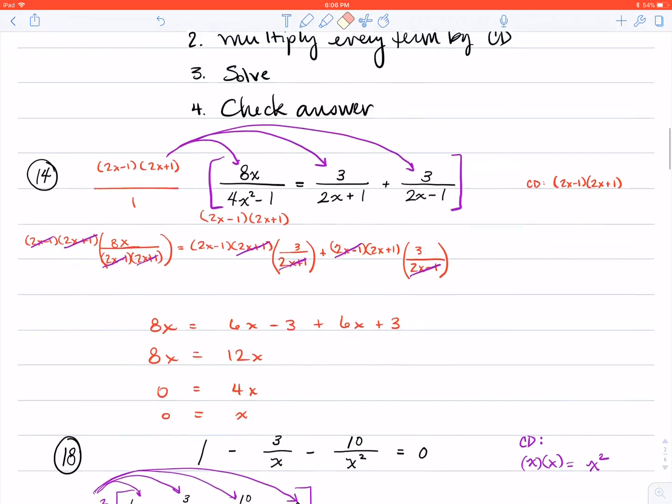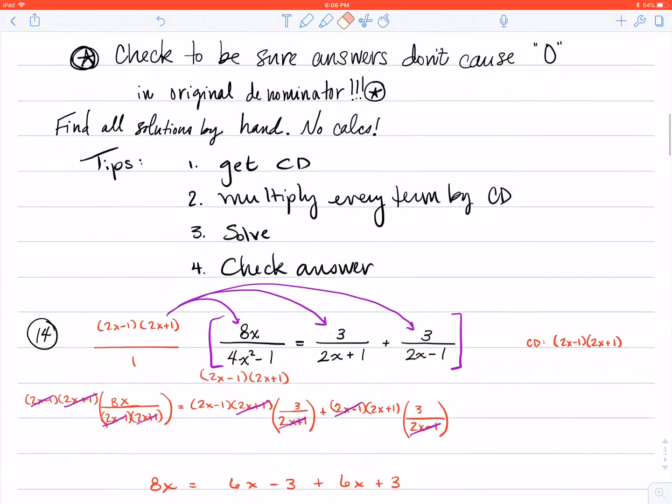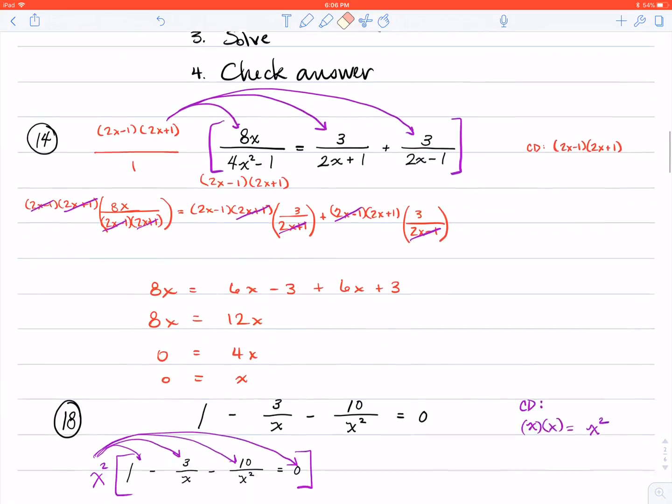Now, take a look at your tip list. We did steps 1, 2, and 3. Step number 4 is to check your answer, and this goes back to that starred statement. Make sure you check that your answers don't cause a 0 in the original denominator.